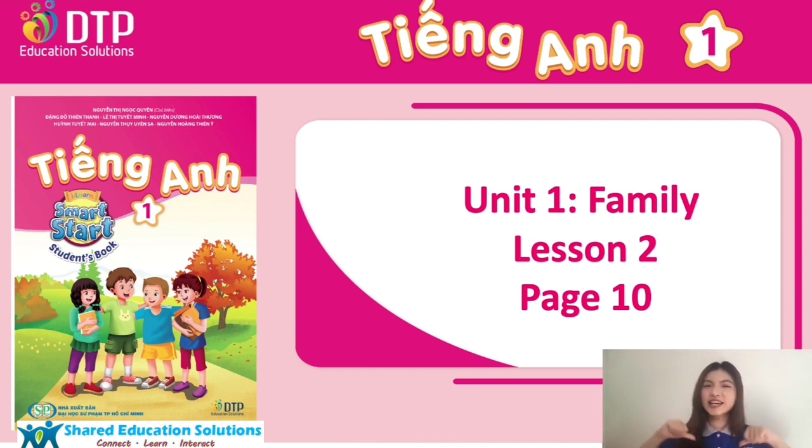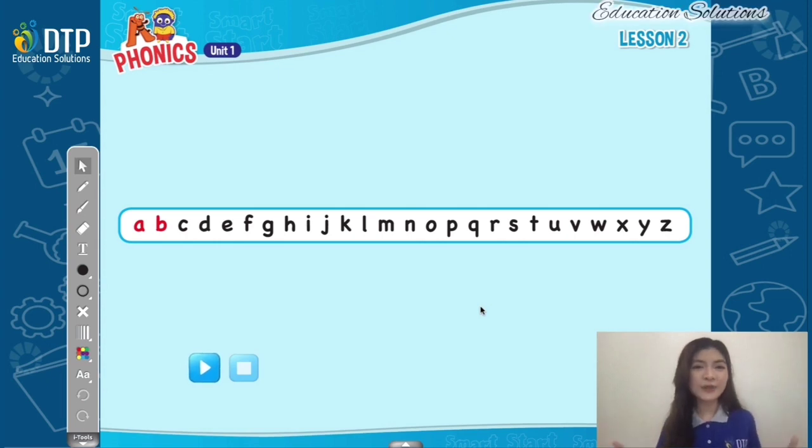Now look at teacher. Hand, hand. Clap your hands. Arm, arm, fold your arms. Now let's sit nicely. Are you ready for the lesson? Very good. So, ngày hôm nay chúng ta sẽ học Unit 1, Family, Lesson 2, Page 10. Let's open your book. Now, everyone, before we start the lesson, let's sing the alphabet song with me.